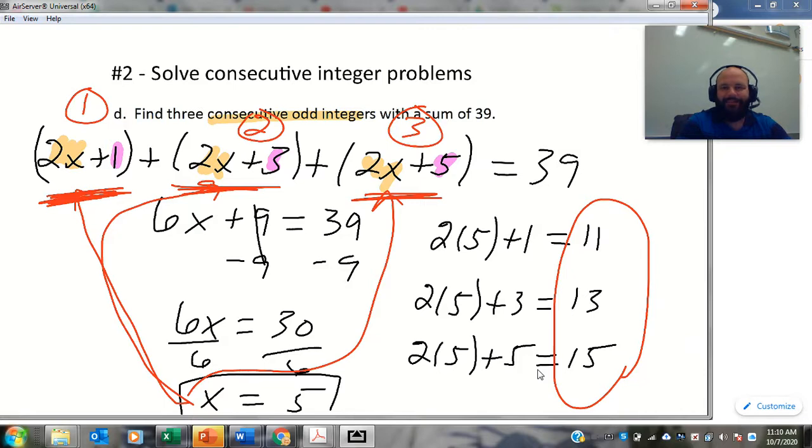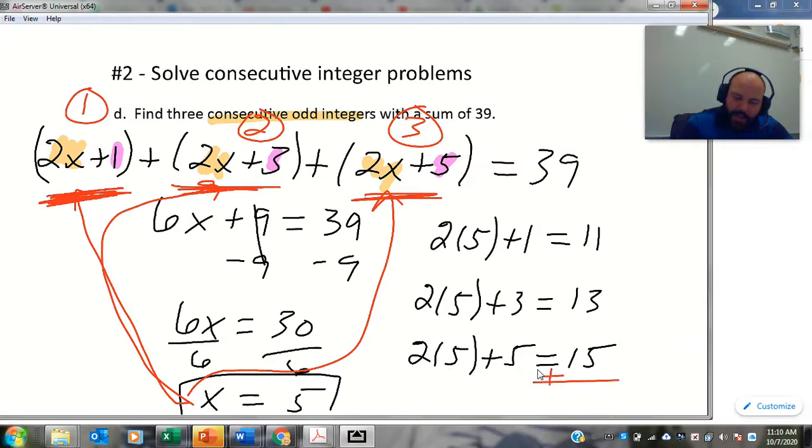Three consecutive odd integers with a sum of 39, which I'll show you. If I add these three together, 11 plus 13 is 24, and 24 plus 15 is 39. So you can see they added up to be 39. So the answer to this question is 11, 13, and 15.